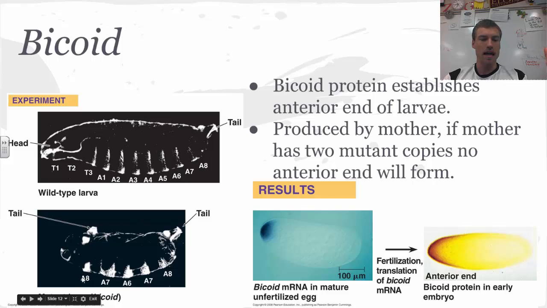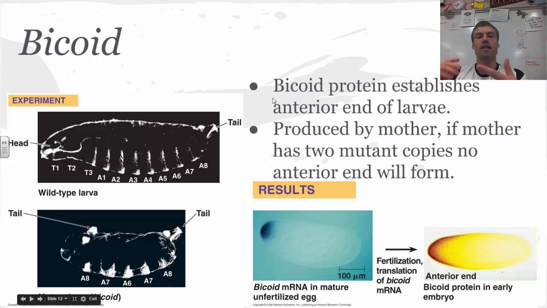And so you can see we have the A8, A7 segments that are connected to the A6 segment, and there's no expression of the anterior ends. What they found when they went looking is they found this bicoid protein was not present at all.